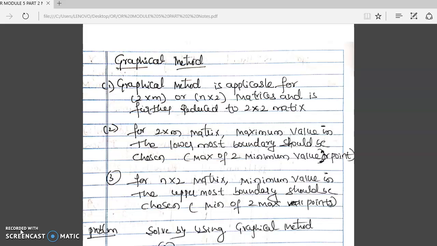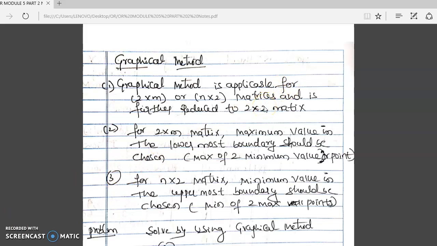Today we'll see the last bit of game theory, and the method is the graphical method. The graphical method is applicable for games of order 2 cross m or n cross 2. That is, either the rows are fixed at 2, or the columns are fixed at 2. After applying the graphical method, we reduce the game to 2 by 2.